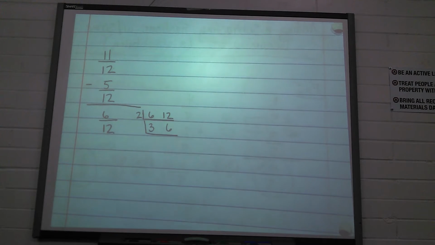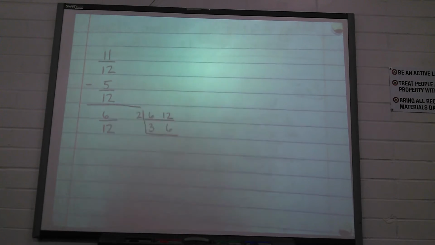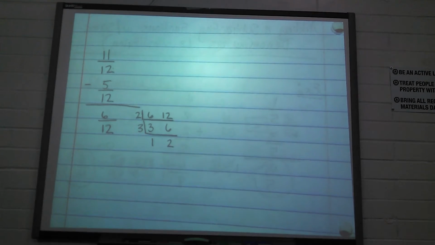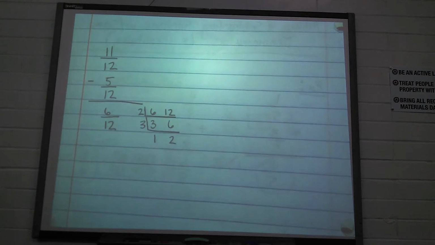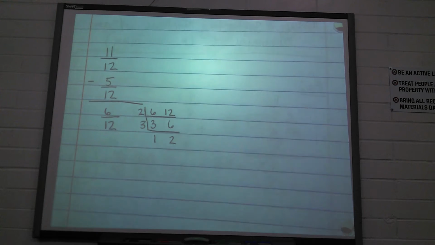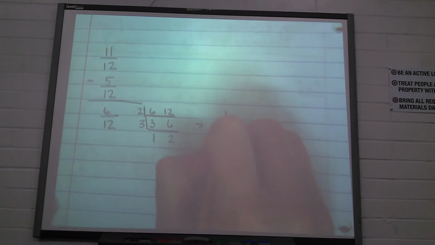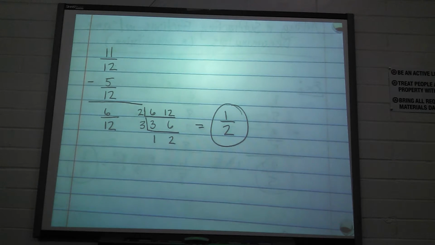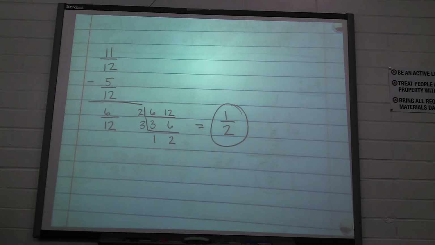Can 3 go into both of those numbers? Yes, 3 can go into both of them. 1 times 3 is 3. 2 times 3 is 6. And once I see 1, I am done. So my answer to this problem is 1/2. And good job to you if you got that right away once you saw that 6/12. Nice work.